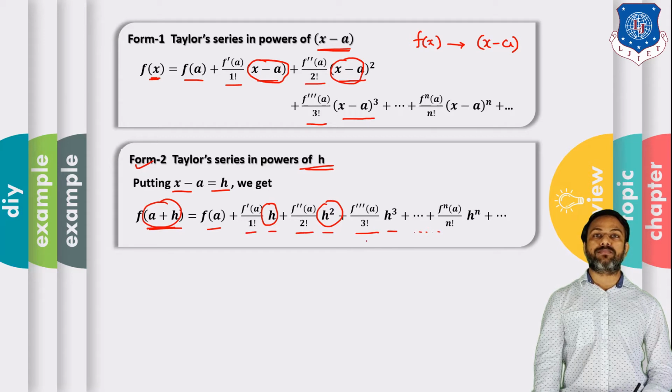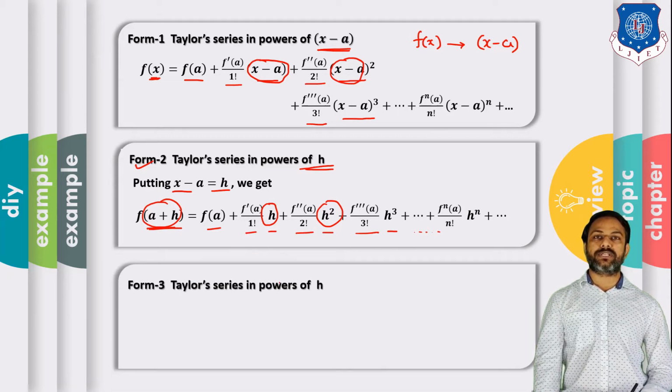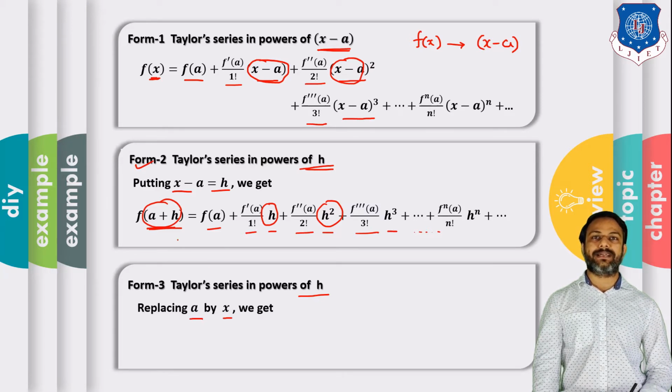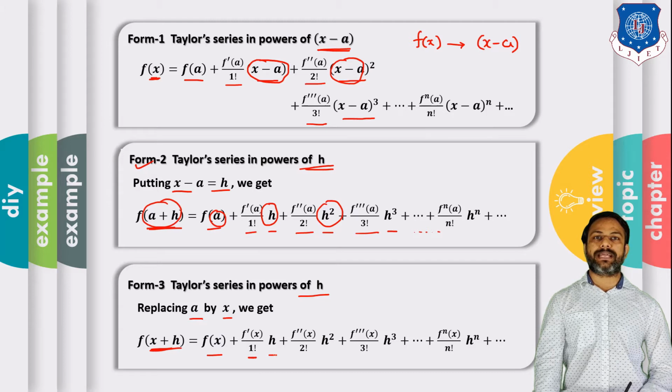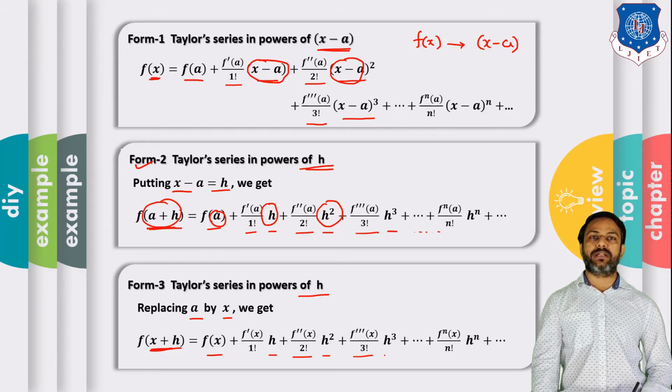Now from 2 we can obtain form 3, which also we learned in previous lecture, which was Taylor series in power of h. How we find form 3? Just by replacing a by x. We will get f of x plus h is equal to f of x plus f dash of x by 1 factorial into h plus f double dash of x by 2 factorial into h square plus f triple dash of x by 3 factorial into h cube plus and so on. So if function is in the form x plus h and we want to expand that function in power of h, then we will use form 3.